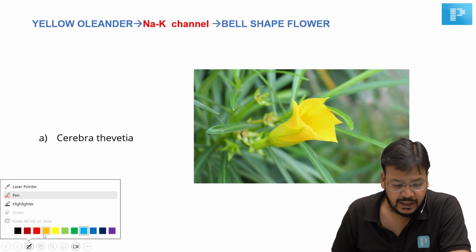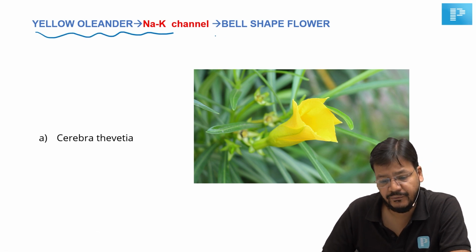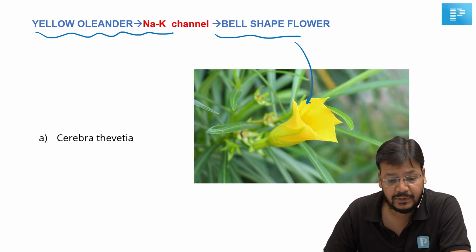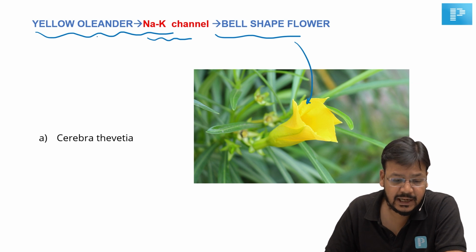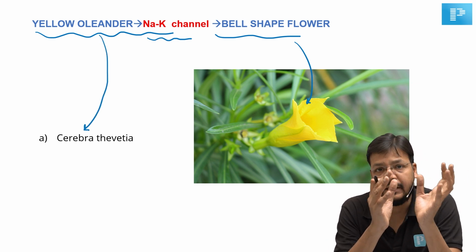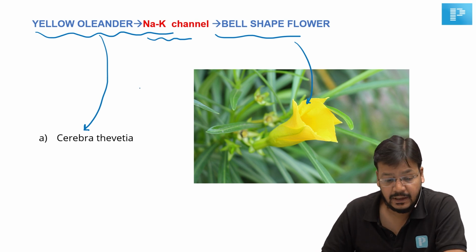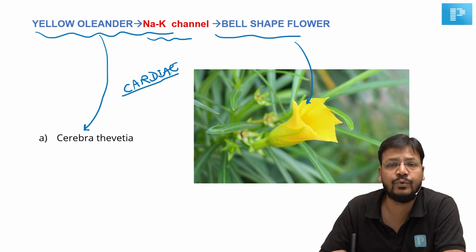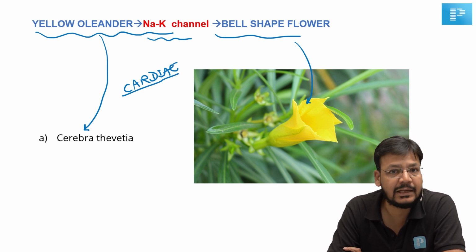Now, sir, if you see this bell-shaped flower, which is yellow in color, this is yellow oleander. It acts through the sodium-potassium channel. This yellow oleander is Cerbera thevetia, a bell-shaped, yellow-colored flower, pila kaner. It's a cardiac poison. It is acting through the sodium-potassium channel. The botanical name is Cerbera thevetia.